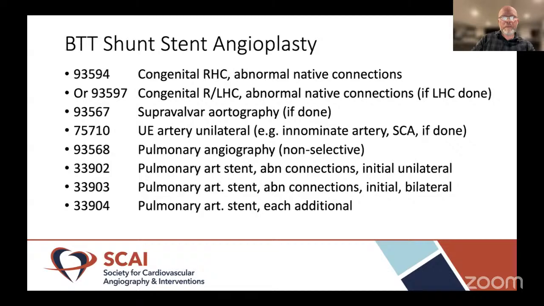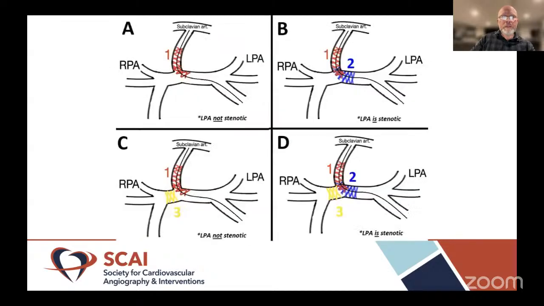So some examples of what that might look like. Okay, so this is just some schematics. This is not all inclusive. These are just some ideas and some ways for you to think about this. Some of you may have seen this on previous webinars when these codes first came out for the pulmonary artery stenting. So the diagram demonstrates a subclavian artery with a BT shunt coming into the pulmonary arteries. And in this situation, this would be the 33902, which would be your initial pulmonary arterial stent, unilateral.